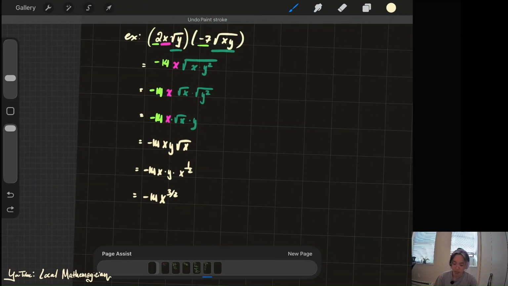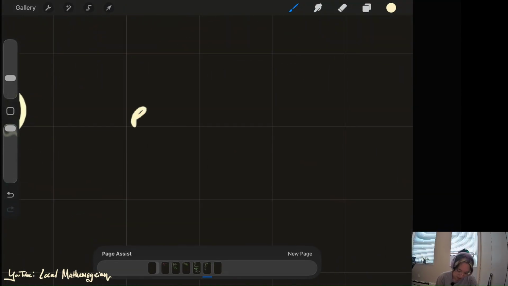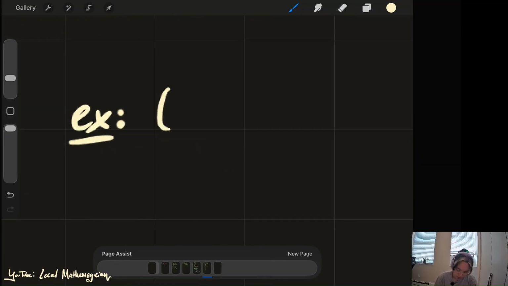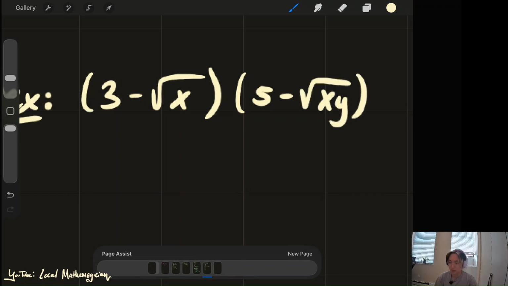What if there's some addition subtraction behavior going on? So glad you asked. You could have, let's see, 3 minus root x, and then 5 minus root xy. Easy money, hear me out. You just distribute like normal.